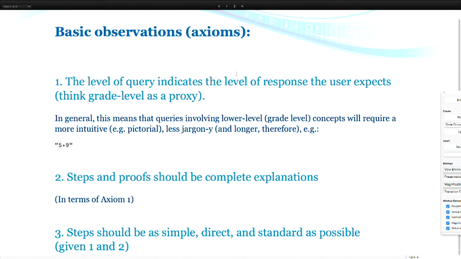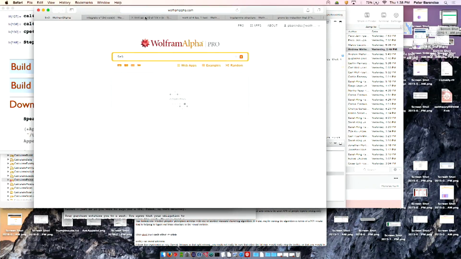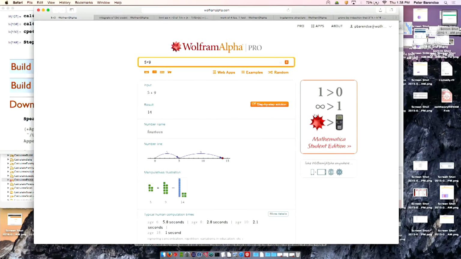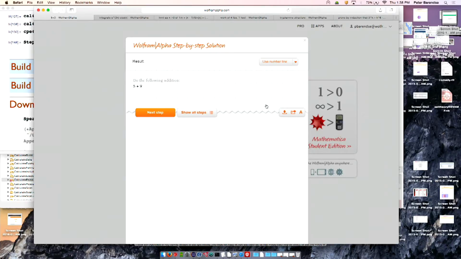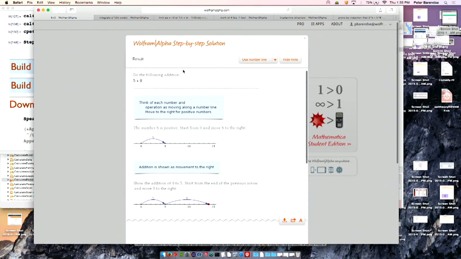This means that queries that are lower level require a more intuitive or pictorial explanation with less jargon. An example would be if you plug in 5 plus 9 to Wolfram Alpha, you get a step-by-step result. But if this were part of a larger step-by-step program, it wouldn't give you any steps for 5 plus 9. It would just say 5 plus 9 is 14, right? Because you're obviously doing calculus or something like that. You know this. But if you type in 5 plus 9, you must be an elementary schooler, so you need some explanation for this.